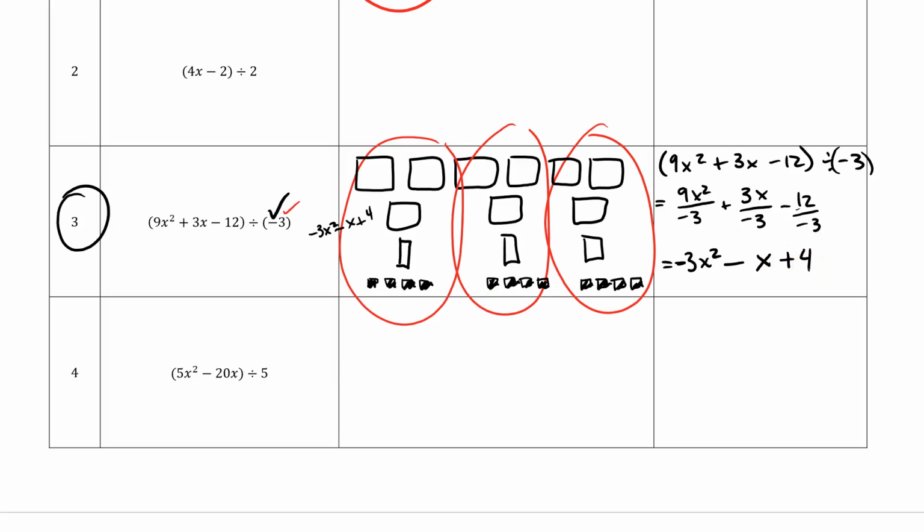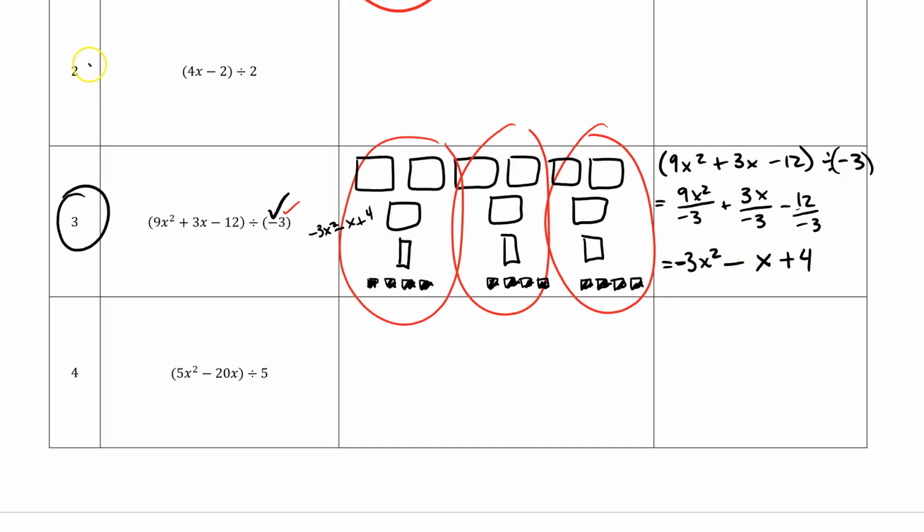So either way you do it, you're going to be coming up with the same answer. In each one of these boxes we have negative 3x squared minus x plus 4, which is the exact same answer as we got here.